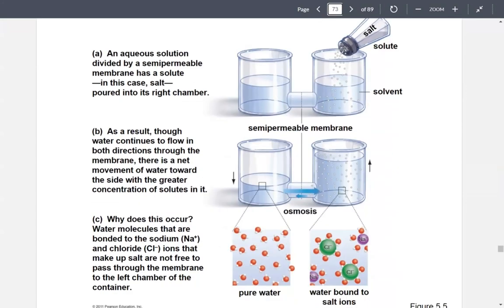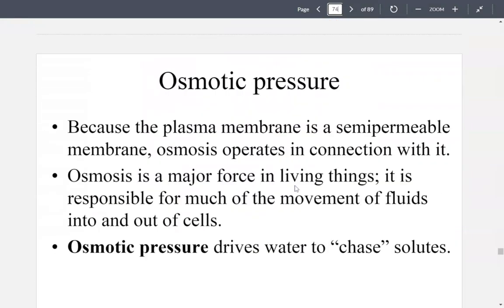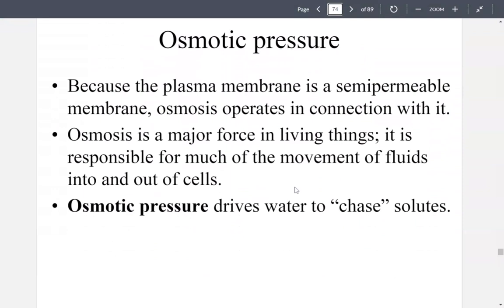Here's an example of that. This is salt water. There's a semi-permeable membrane right here, preventing the salt from moving across. And here we have the water coming over, trying to even it out. Which means, as we mentioned, we have something generated called osmotic pressure. Osmotic pressure, remember, is the amount of pressure needed to stop osmosis from occurring.